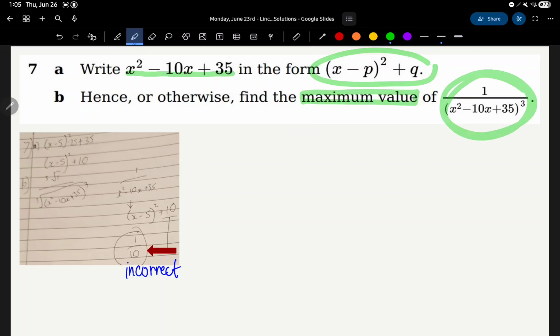So notice how this function isn't what we actually look at regularly, because why? Look at it. It's a rational function, but look at it. It's triple. So we don't really talk about it usually, but it's actually pretty easy. So let's start with letter A. It says write the equation in the vertex form. So let's start with that. X squared minus 10x plus 35. Since we already practiced this, I'm just going to speed through, okay?